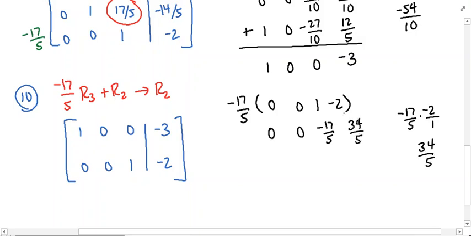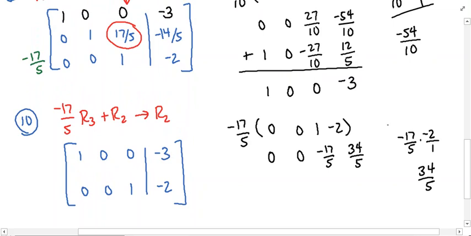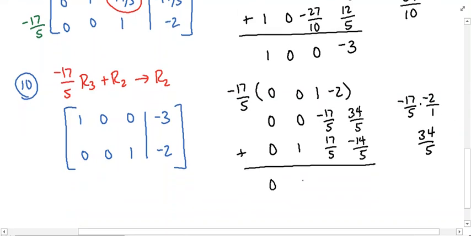Go ahead and now add to it row 2. So go back to your previous matrix, look at row 2. We're going to write that down so we can add it. All right, so let's do it. If we add here, we're going to get 0 plus 0, 0 plus 1, negative 17 fifths plus positive 17 fifths, those cancel and give you 0. Then 34 over 5 minus 14 over 5.